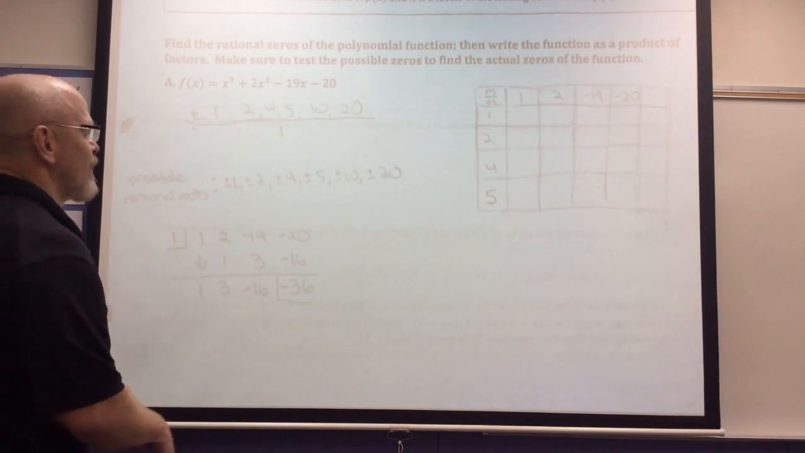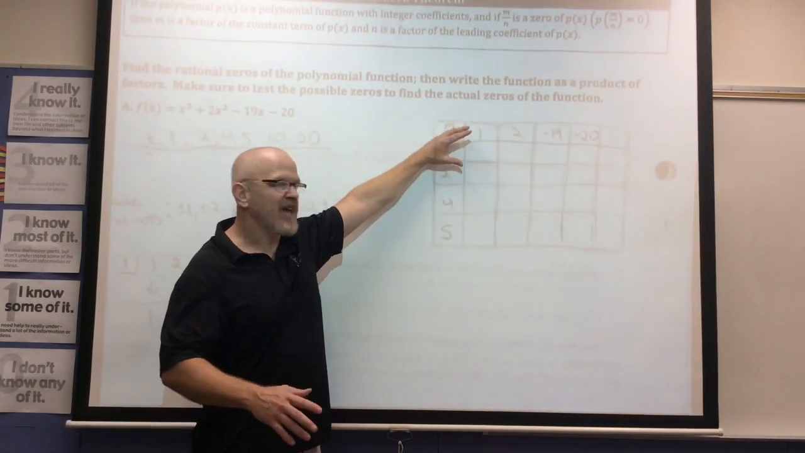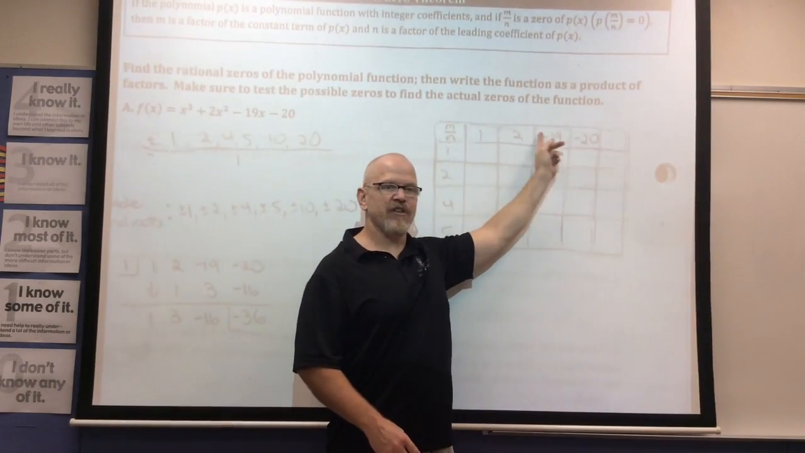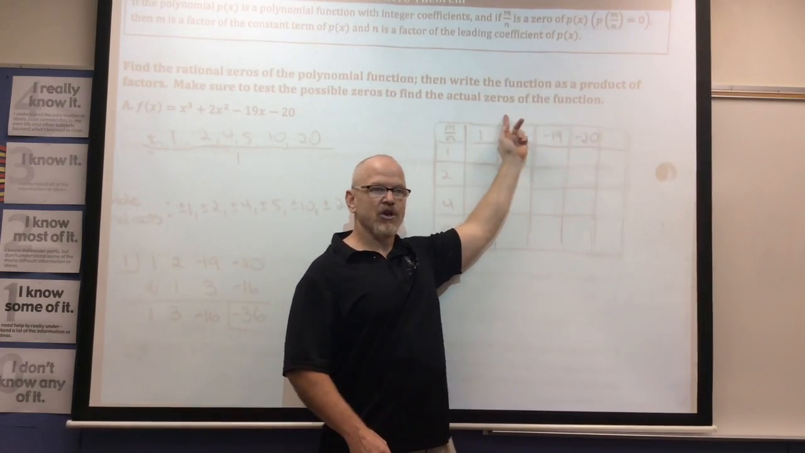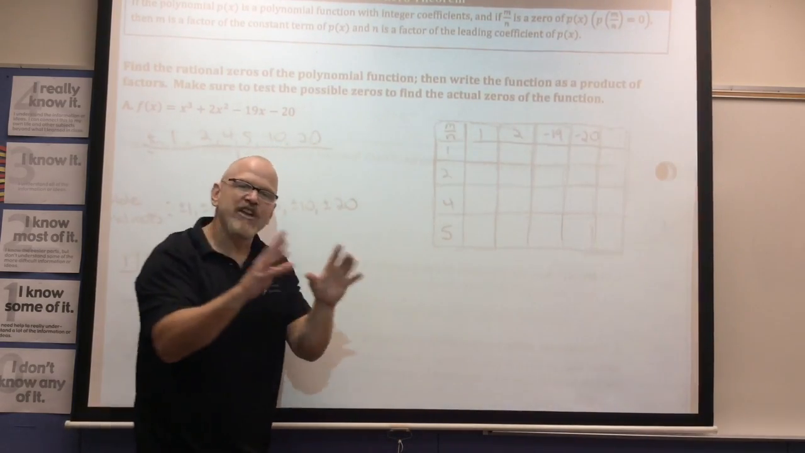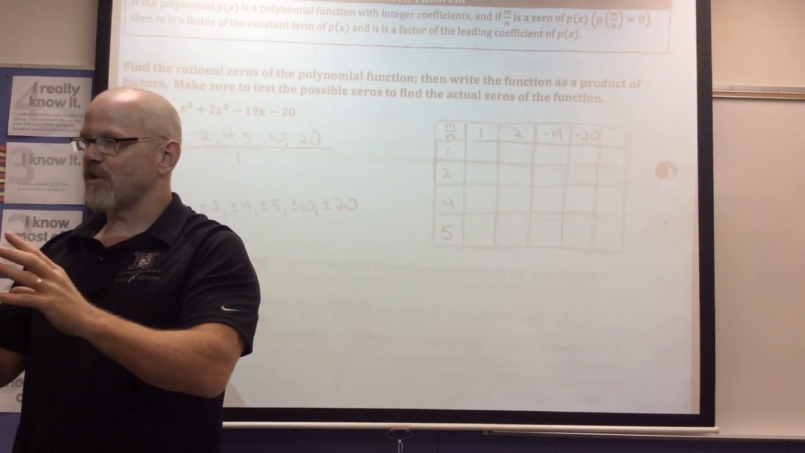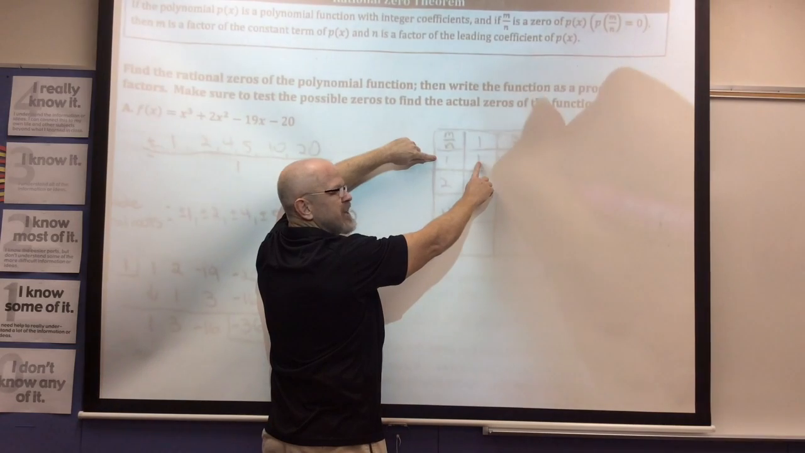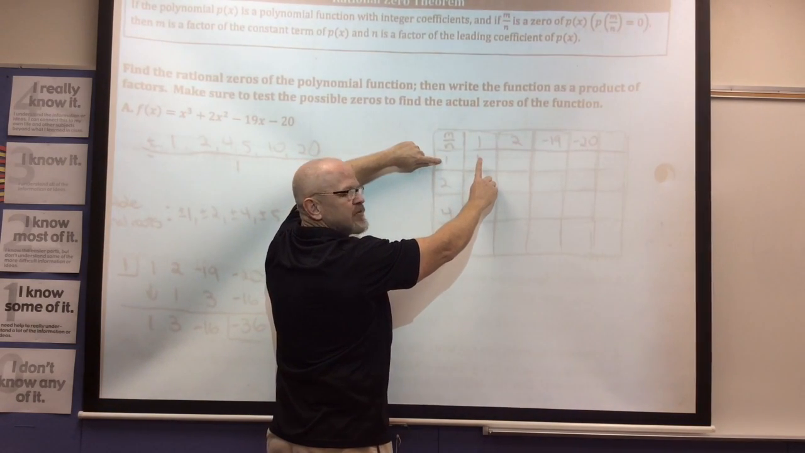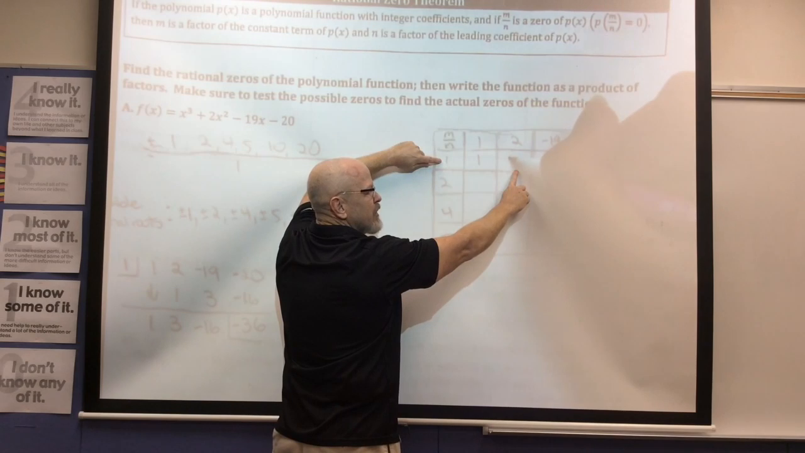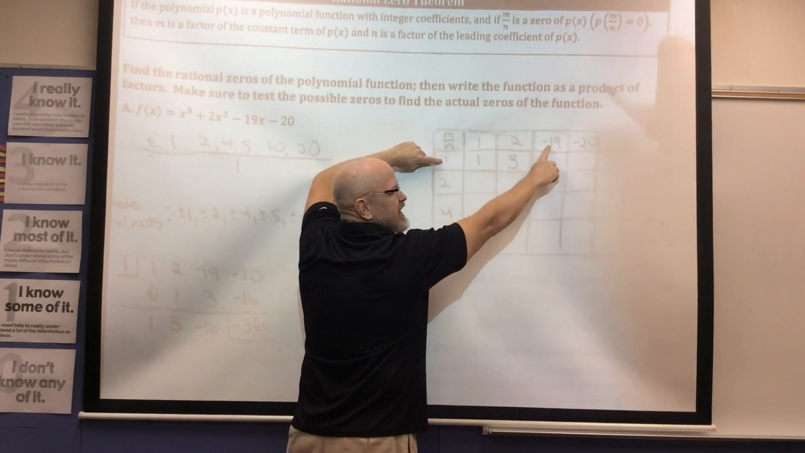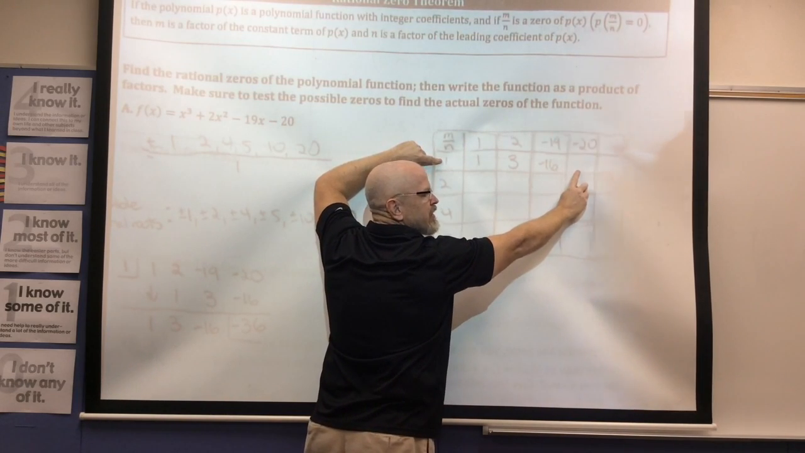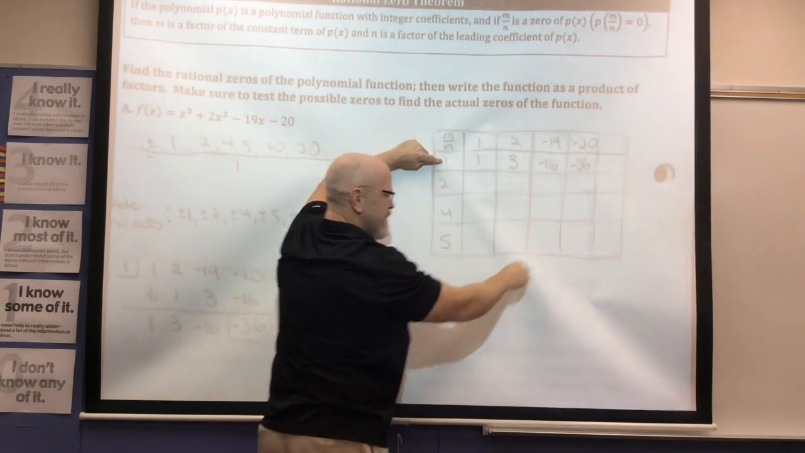So I'm going to show you how to use this tool right here. This tool does the same thing. If you'll notice, I just listed some roots here, and over here I've listed all the coefficients. All you have to do is a little bit in your head, and this makes it much quicker. So watch. I drop down the 1. 1 times 1 plus 2 is 3. 1 times 3 plus negative 19 is negative 16. 1 times negative 16 plus negative 20 is negative 36. Cool. Did we get the same answer? Yes.